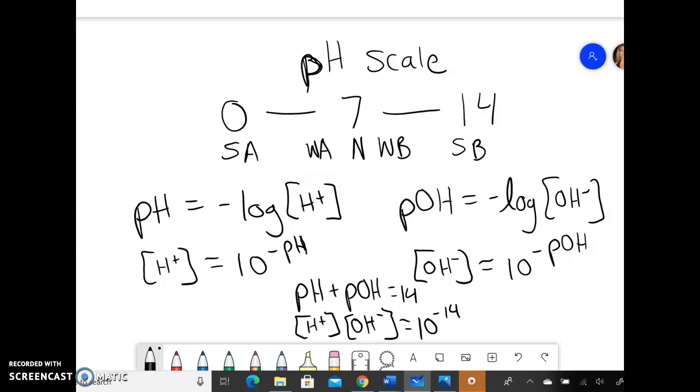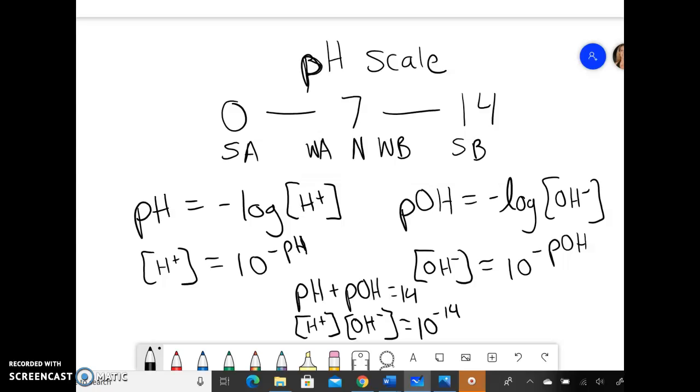And so you can use these equations to do all kinds of things. On the progress check, they're going to give you a concentration of something and you have to figure out the pH. Or they might give you the pOH and you have to figure out the concentration. Most of the time you can just use one of these 6 equations to calculate what you need, but sometimes you'll have to do 2.